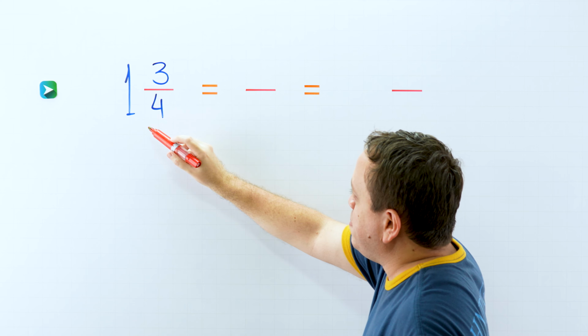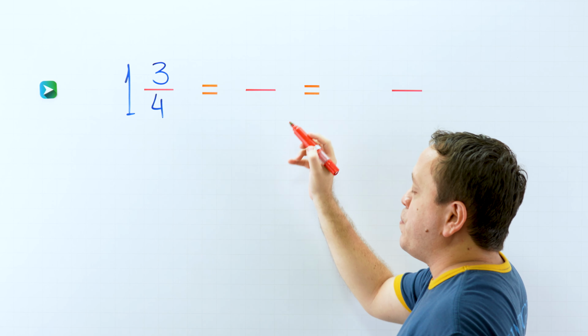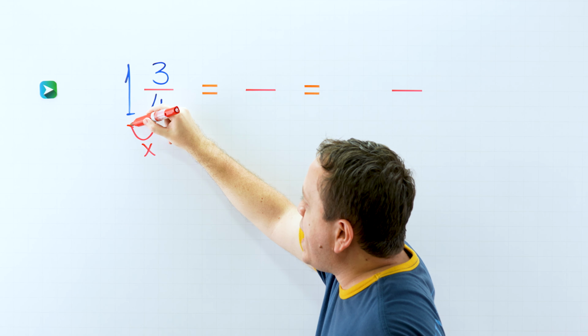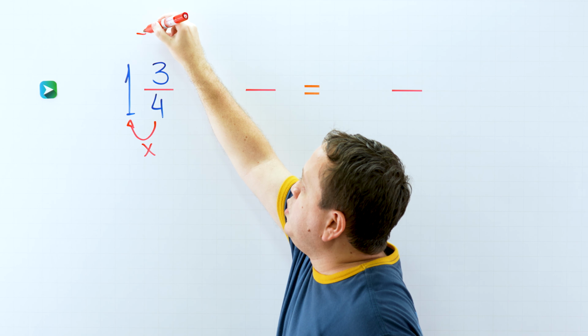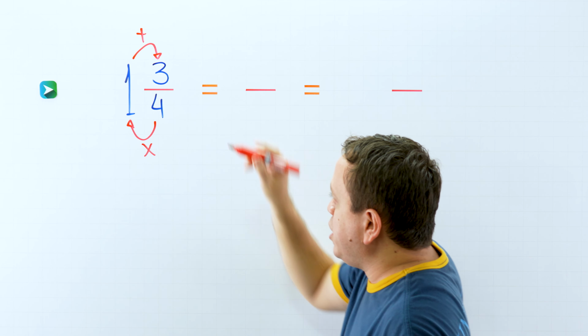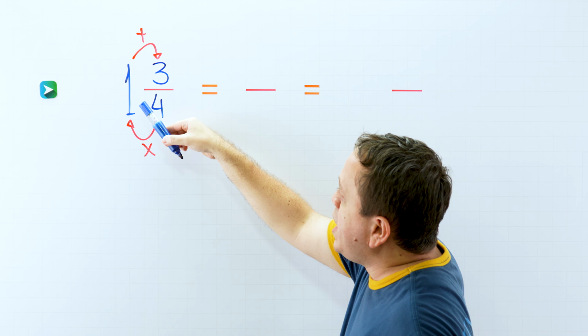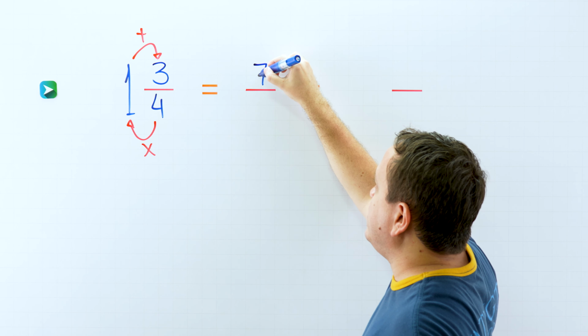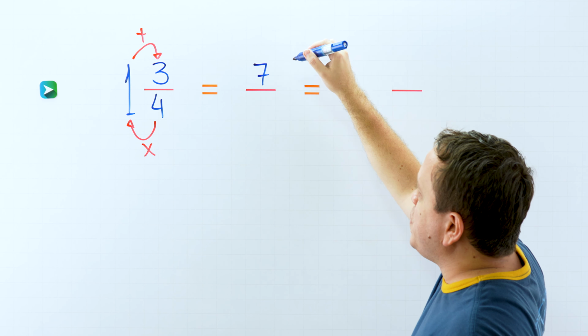We're going to convert the mixed number 1 and 3/4 to an improper fraction. So first, we're going to multiply the denominator by the whole number. Then we're going to add this result to the numerator. Here we go. 4 times 1 is 4. Plus 3 gives us 7. That's right. 7 is the numerator of the improper fraction.